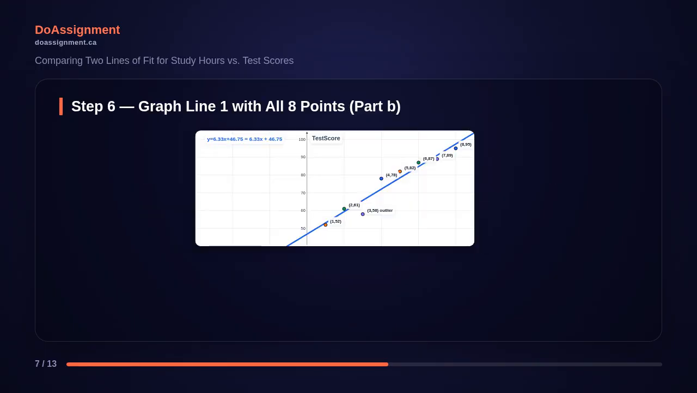Here we see the first line of best fit drawn through all 8 points. The outlier at 3 hours and 58 points visibly pulls the line downward, reducing its slope slightly compared to what the other 7 points would suggest.